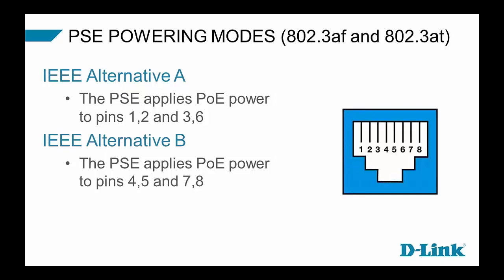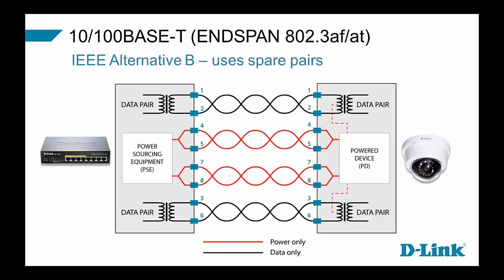A PoE switch can support either one to be standards compliant, but a PD needs to be able to support both methods to be standards compliant. So here's some examples. I know this is a little bit technical. I'll go through this quickly. I just wanted to show some examples of alternative A and alternative B.